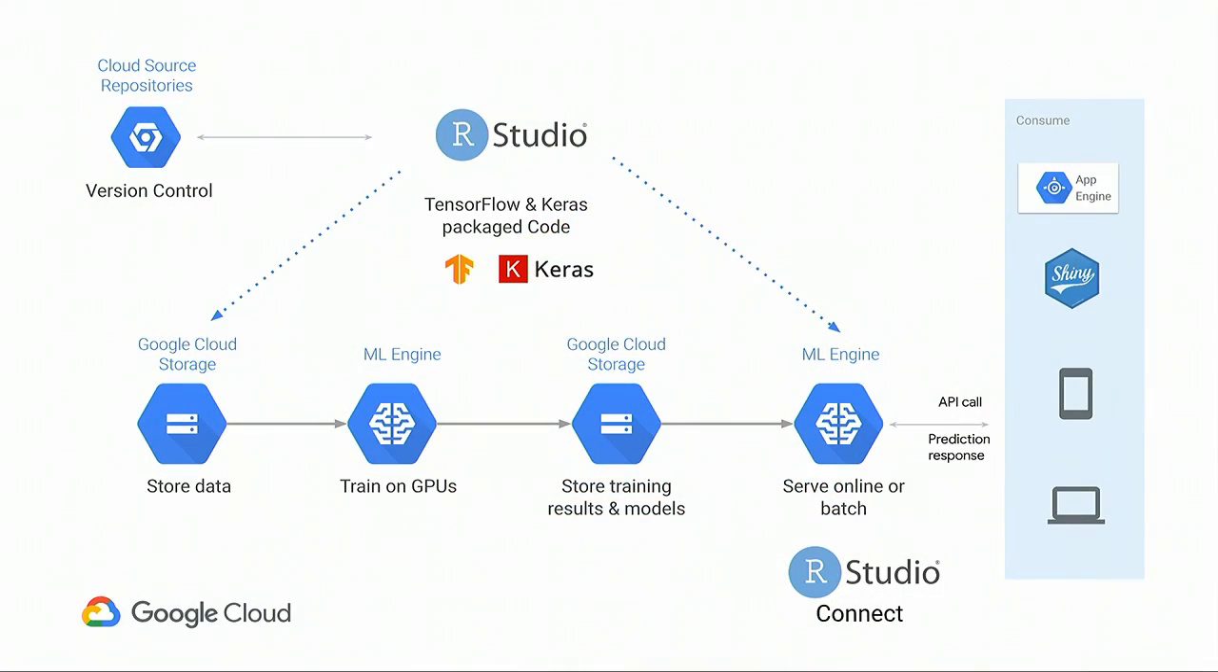So what does this look like in a more holistic architecture? We do have RStudio Server Pro available with one-click deployment through our GCP marketplace. The code can be version controlled within a cloud source repository. This is a private Git repo, but you're welcome to use GitHub or Bitbucket as well. Once you package your TensorFlow, and then let's say we're working on a deep learning model, we would store all our images in the bottom left there with Google Cloud Storage.